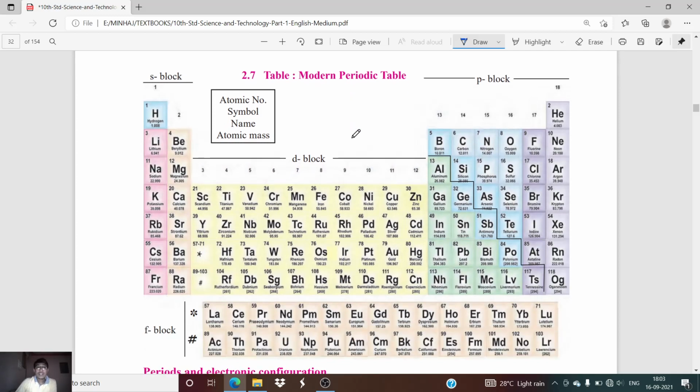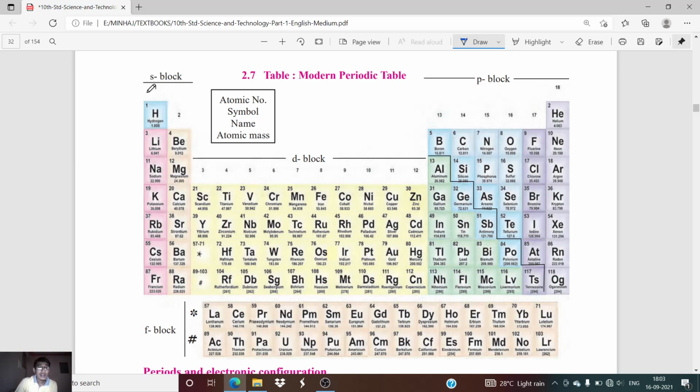Now, here you can see the modern periodic table. This table is composed of several blocks, rows and columns, and different colors are used to represent the elements in it. We'll study the structure of this table in this lecture.